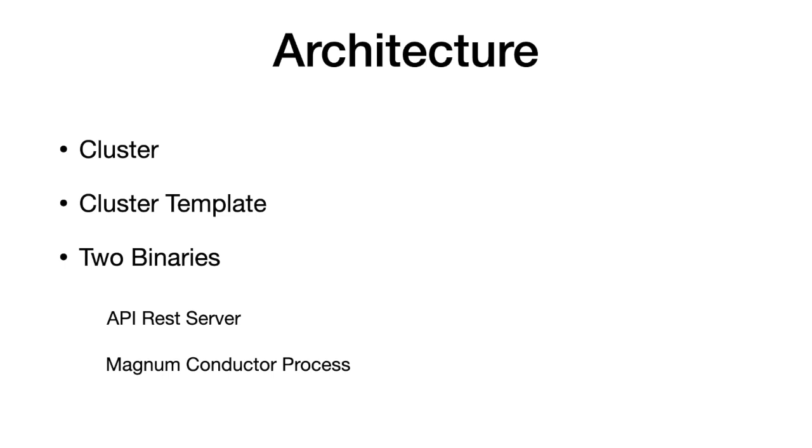There are two binaries that compose a Magnum system. The first binary is a Magnum API REST server, and this is accessed by the client code. When a request is sent to the client, the request is sent through Advanced Message Queuing Protocol to the Magnum conductor process.